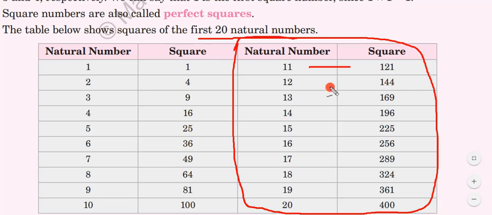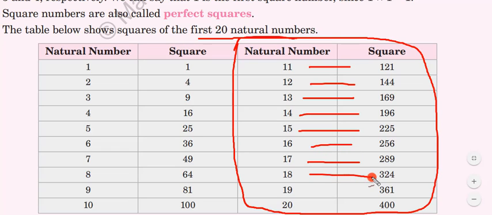That is 11 square 121, 12 square 144, 13 square 169, 14 square 196, 15 square 225, 16 square 256, 17 square 289, 18 square 324, 19 square 361, and the number 20 square is equal to 400. So you need to write this down in your classwork copy.